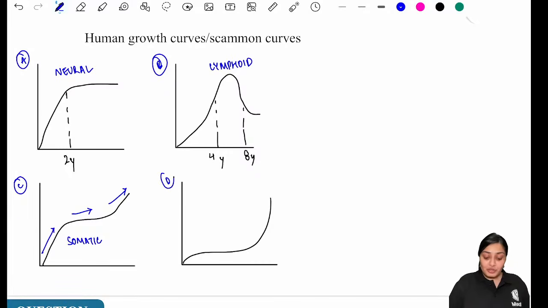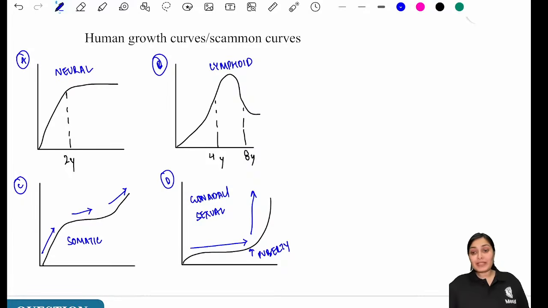Then we have option D. What is happening in option D? Halt. And again there is a spurt. The spurt coincides with puberty. So this is nothing but gonadal growth or sexual growth.